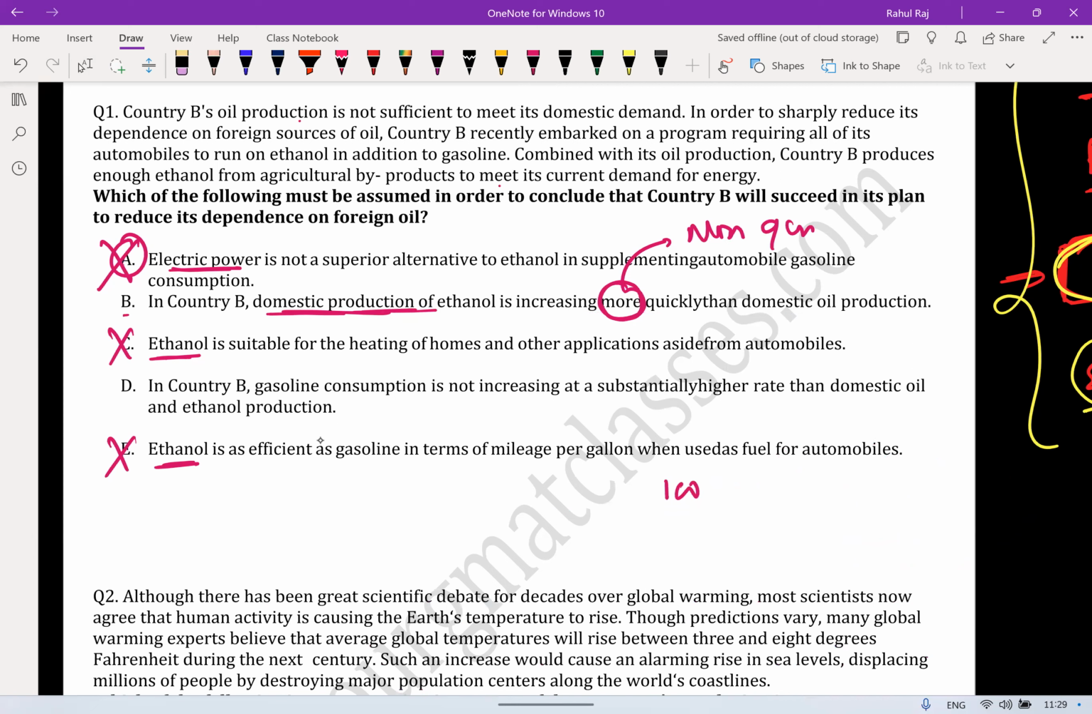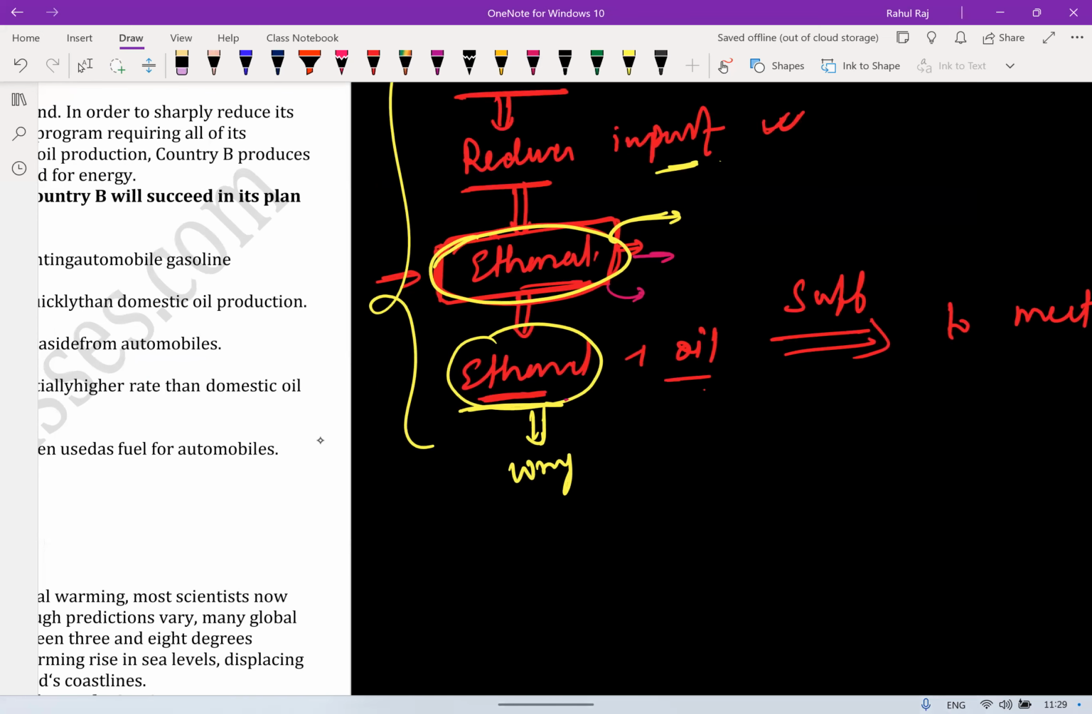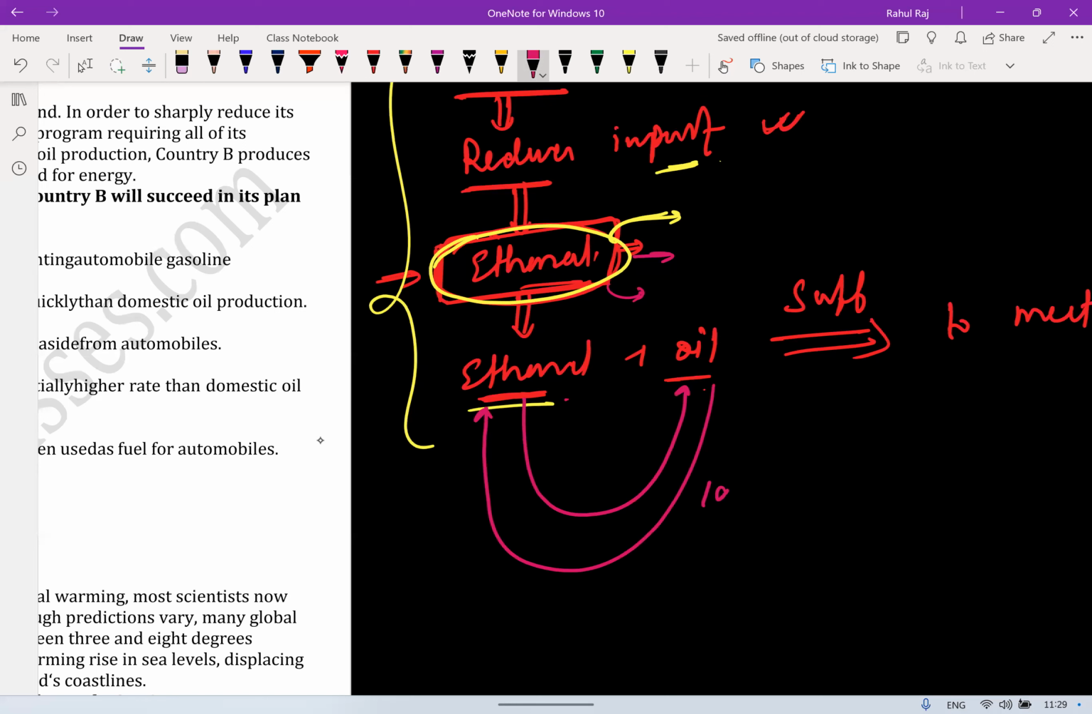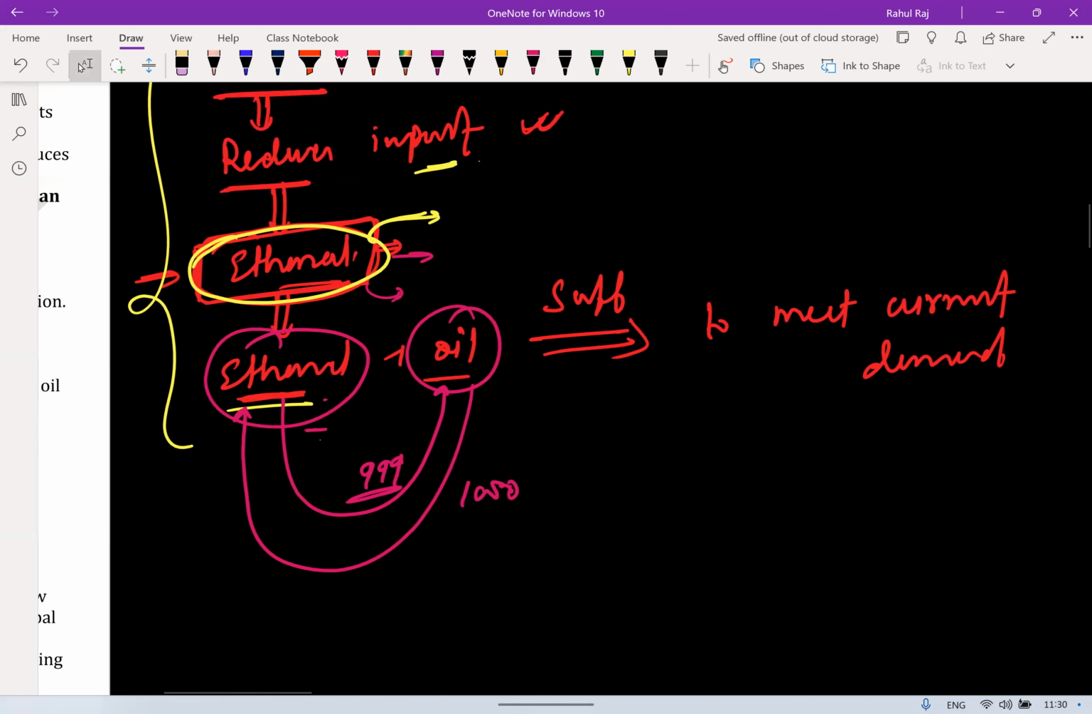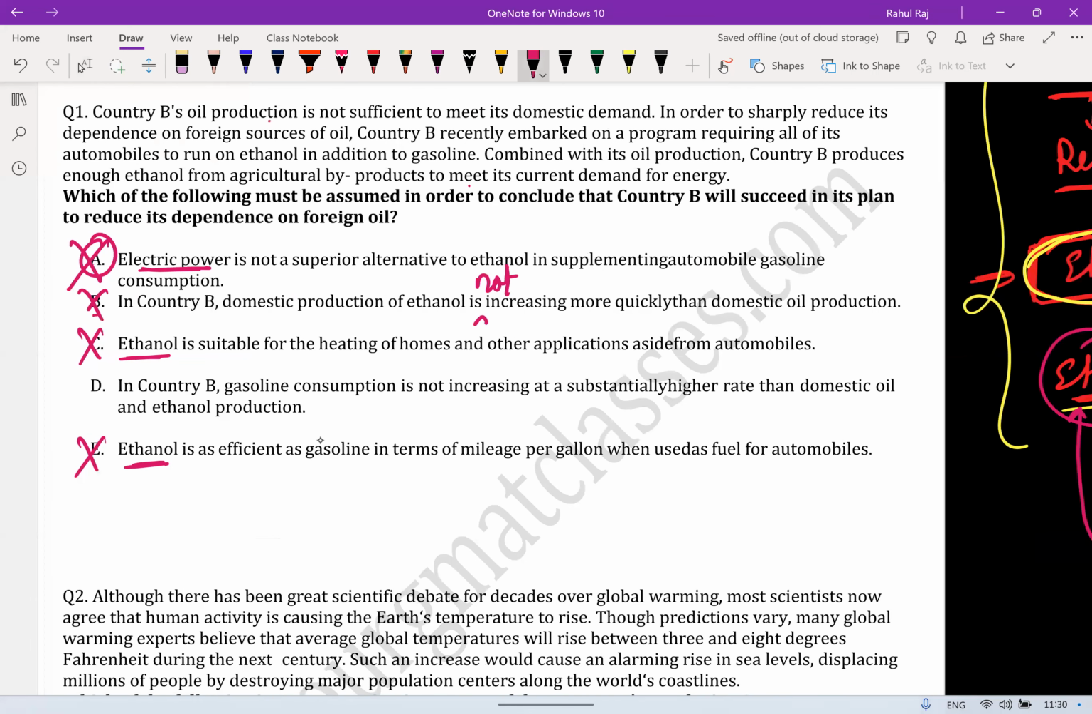But this answer is not right. It says that in country B, domestic production of ethanol is increasing more quickly. Let us negate this statement: in country B, domestic production of ethanol is not increasing more quickly than domestic oil production. What do you mean by this? That ethanol production is less than the oil production. Even if oil is 100 barrels and ethanol is 99 barrels, oil is more than ethanol. So I can't quantify it. Whether production of ethanol or oil is less or more is none of my business. My business is whether oil plus ethanol is sufficient to meet the current demand or not. So this option is gone. It does nothing to my conclusion.